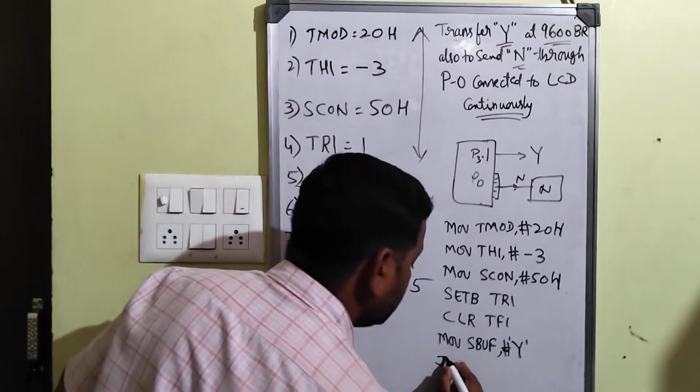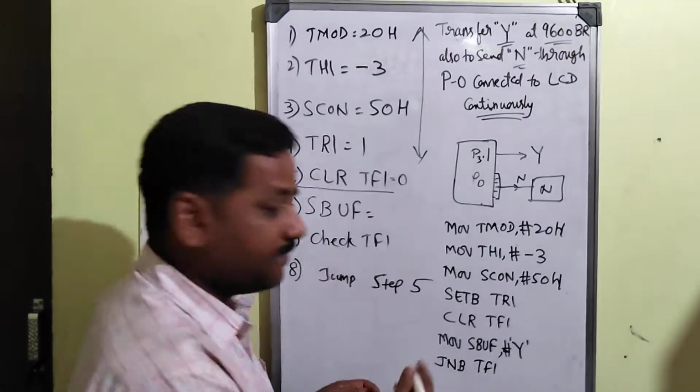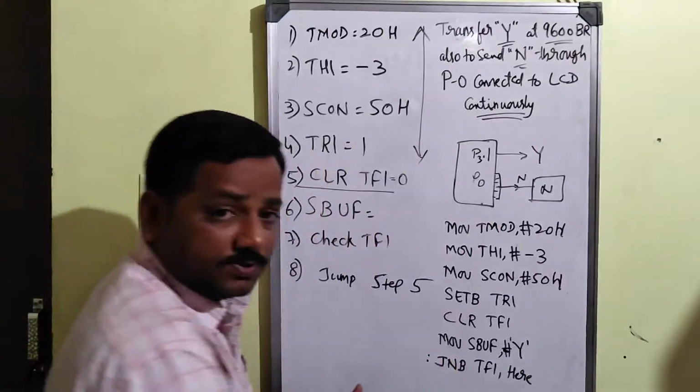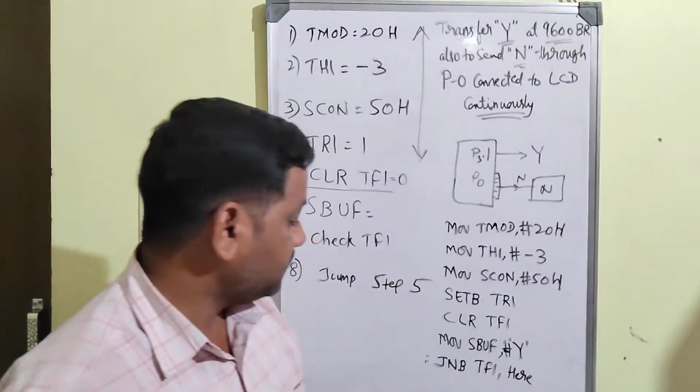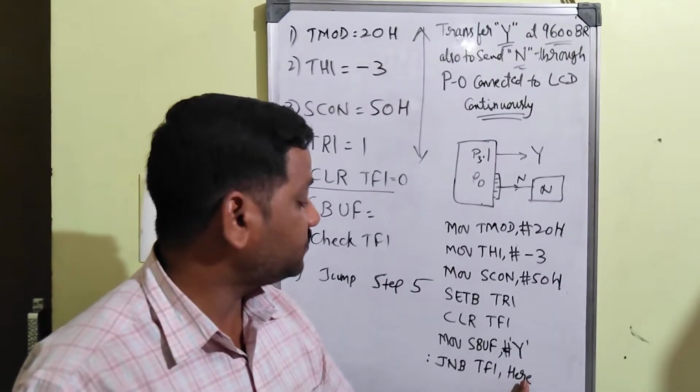So we use JNB TF1 and put some label, like I will put here. And where should I jump? See, jump if there is no bit. If there is no bit in this TF1, you jump. Where should I jump? To this label. And where should I give that label?